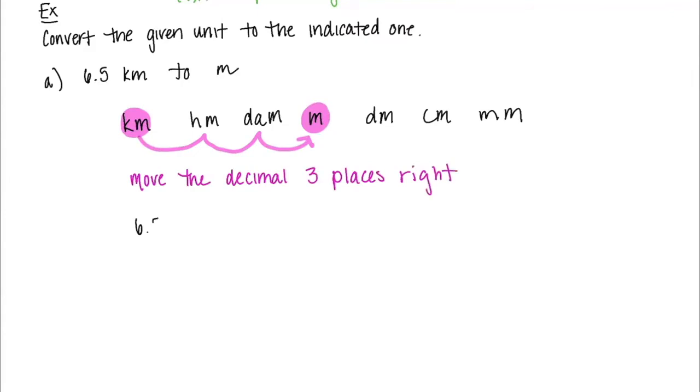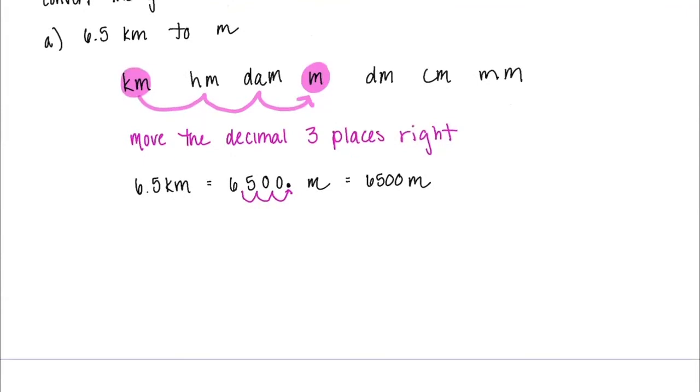So 6.5 kilometers is the same thing as, we write the 6.5. The decimal was here. I need to move 1, 2, 3. My new decimal place goes here. Any blank spaces get filled in with a 0. And then our new unit is meters. So 6.5 kilometers is 6,500 meters. Okay.